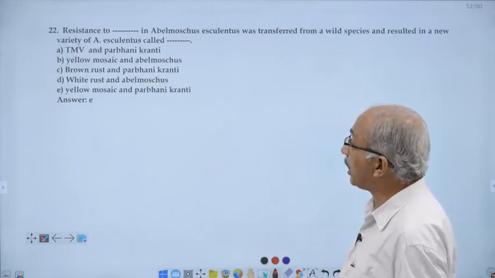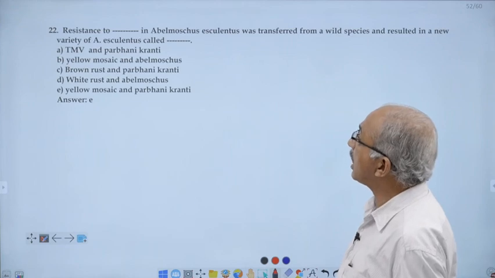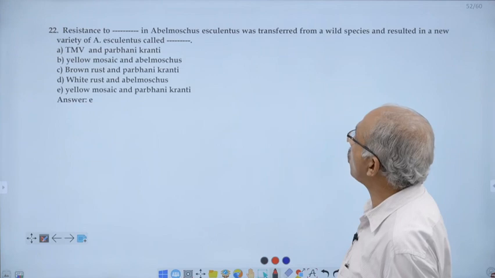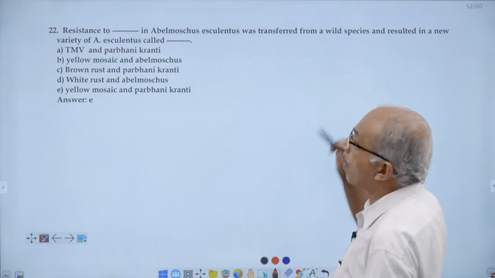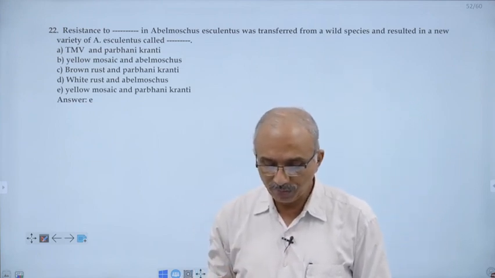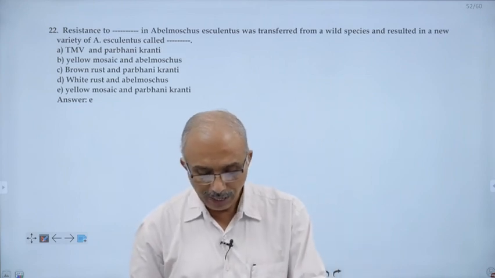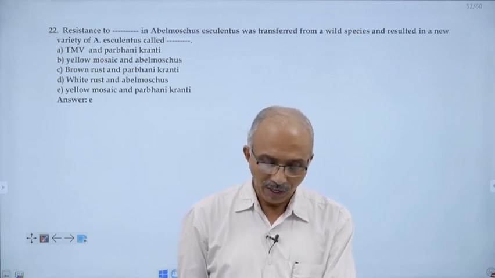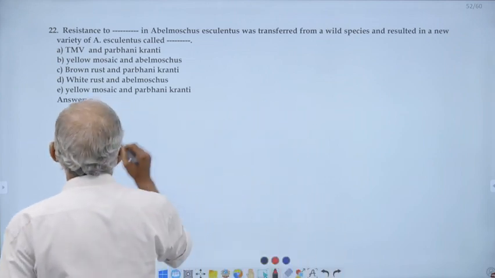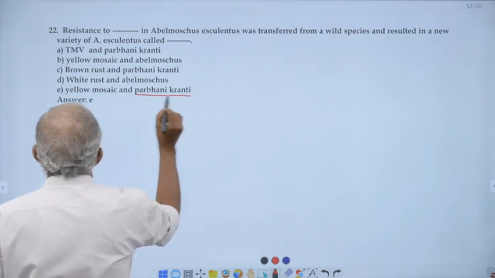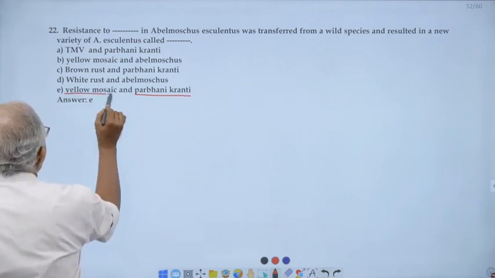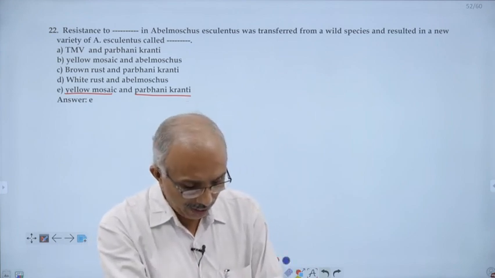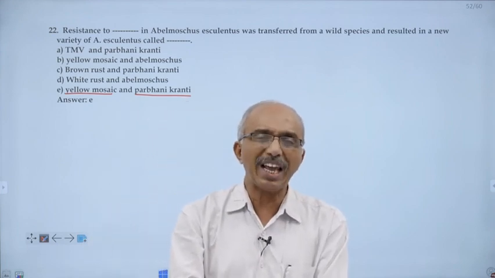Question number 22. Another example is asked. Resistance to yellow mosaic in Abelmoschus esculentus was transferred from a wild species and resulted in a new variety. The new variety is called Parbani Kranti. The resistance is against yellow mosaic virus.